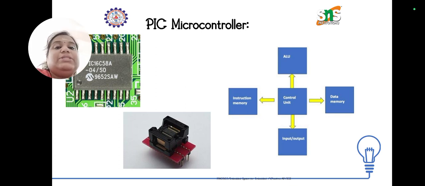Instruction memory means whatever instruction we are giving, that is stored in the instruction memory. For example, A is equal to 5, B is equal to 6. The instruction is ADD A, B, so 5 plus 6 will be 11. The data, that means 5 and 6, are stored in the data memory.